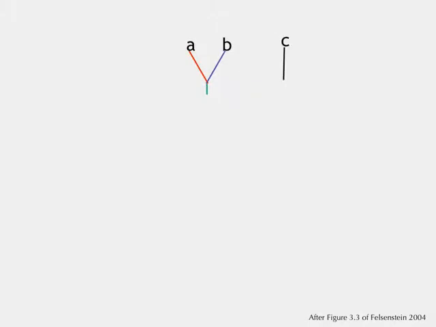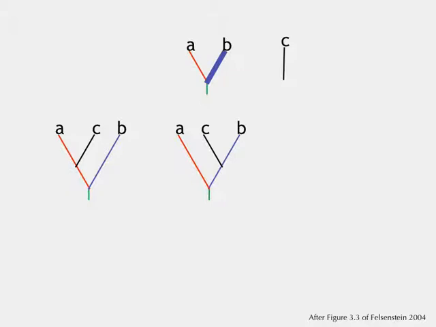Now if I add C, where could C go in this tree? Well, it could go here on the A branch, into that tree. It could go here on the B branch, into that tree. Is that it? Nope. It could also go on this branch, into that tree. All right, so now I go from one to three trees.